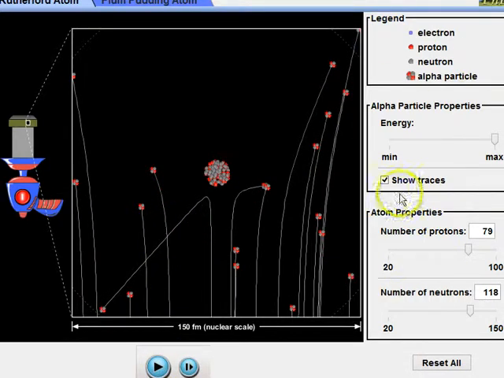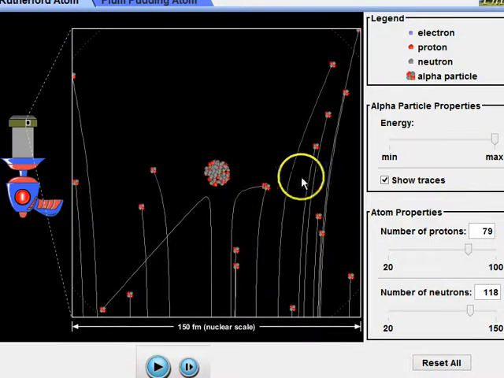Now this show traces option helps us to see where these alpha particles went, their path basically. You can see that most of these seem to pass away unhampered. Why do I say that? Remember, these alpha particles are very, very close to the nucleus. The normal size of an entire atom is much, much larger than just the nucleus. And remember, this is only the first electron orbit.